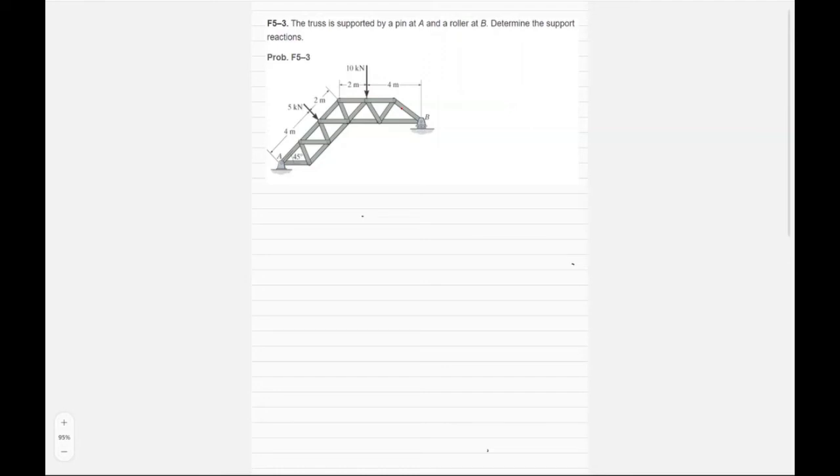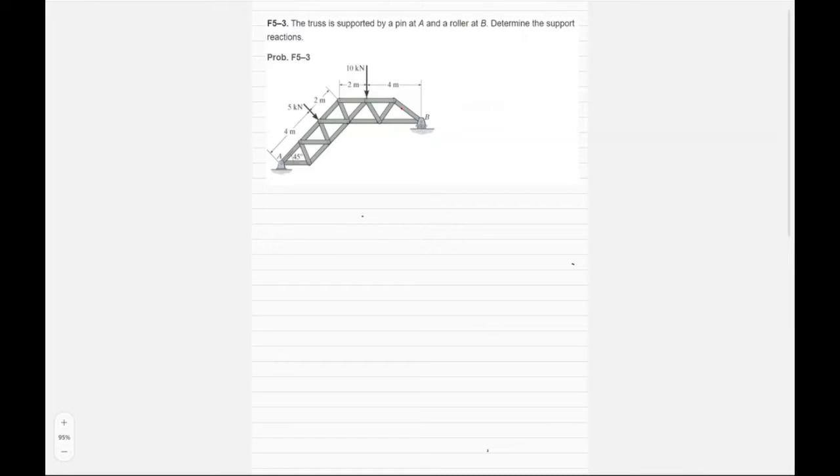Hi guys, so today we're given the problem. The truss is supported by a pin at A and a roller at B. Determine the support reactions. So first, how I'm going to start off this problem is by actually drawing out what the support reactions are and where they act.